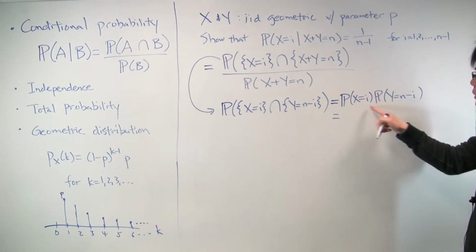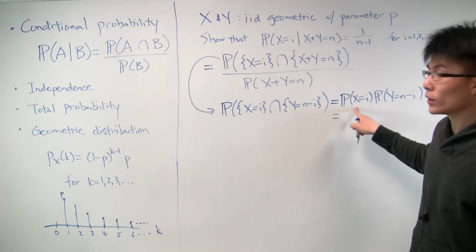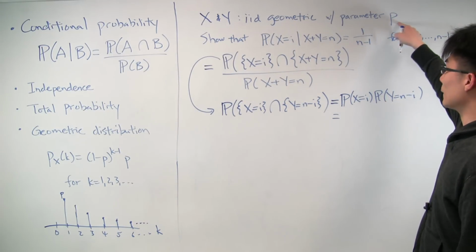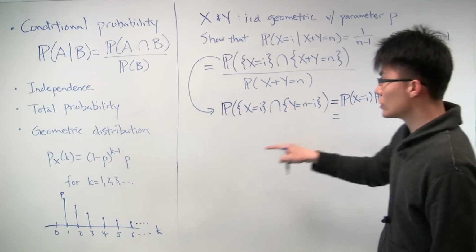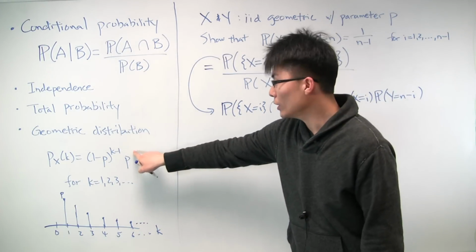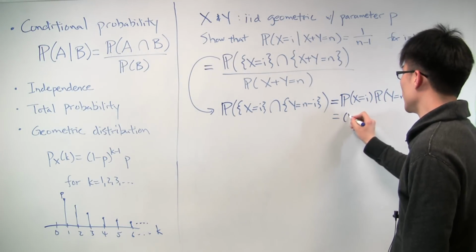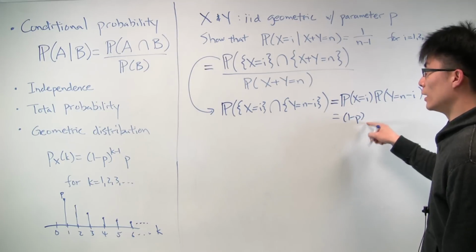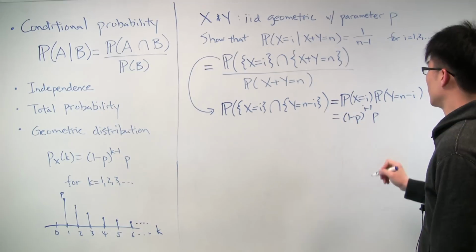OK, and now we actually know what each of these two are as well, because we know that x and y are both geometric random variables with parameter p. So what is the probability that x equals i? Well, we know what the PMF is. So this is just 1 minus p to the power of i minus 1 times p.